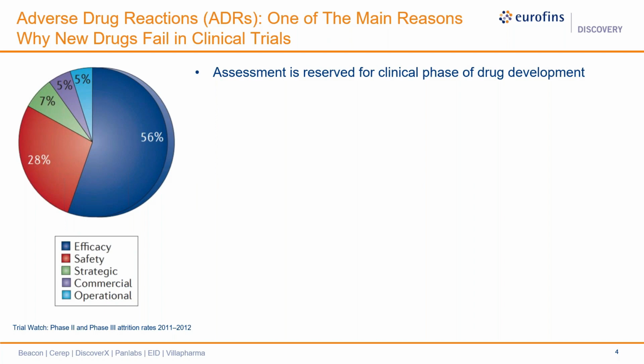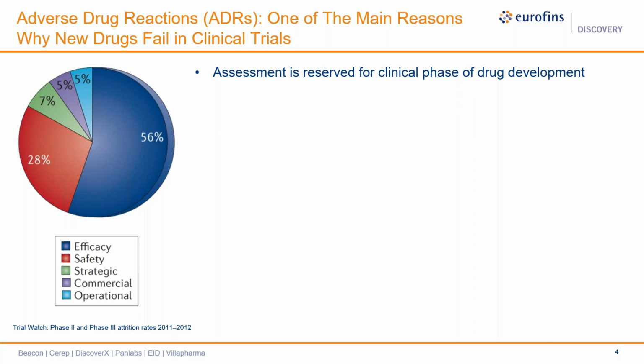So adverse drug reactions are one of the main reasons why new drugs fail in clinical trials. As you can see here from this pie chart on the left, almost a third of all drugs that fail during phase 2 and phase 3 clinical trials fail because of safety concerns. And this means these drugs, besides targeting their intended main target, they also target additional off-targets. And as a result, patients develop adverse reactions. And so this is why they cannot be developed further.